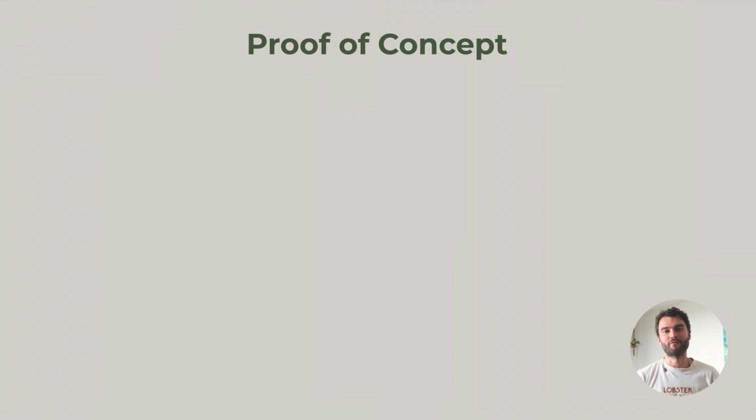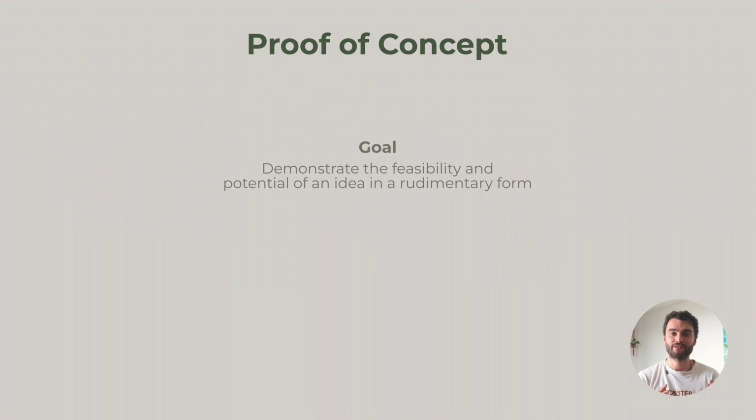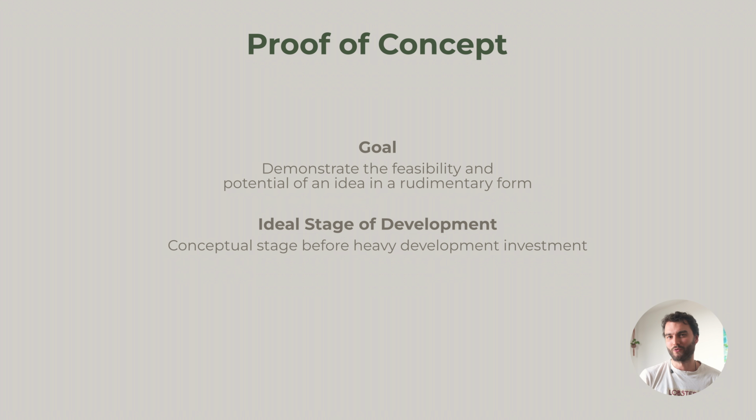Moving on to the proof of concept, or PoC. The objective here is to demonstrate the feasibility and potential of your idea, but in its most rudimentary form. Depending on what is more questionable, a proof of concept or MVP might come first, as you can see in the Dropbox and Zappos example.